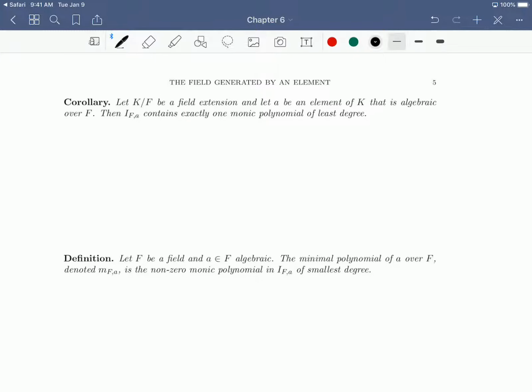All right, so in the last video we were studying this ideal I sub f a, that was all of the polynomials that a is a root for, all the polynomials satisfied by a. And what we discovered was that if you chose any of least degree, then all the rest of them are just multiples of that one.